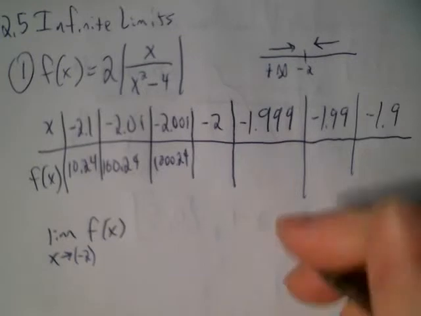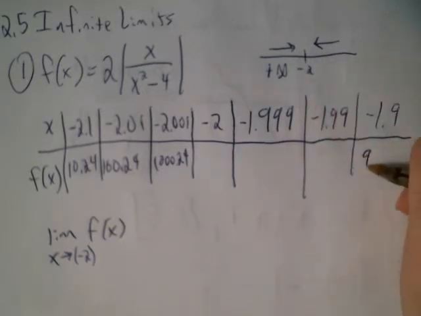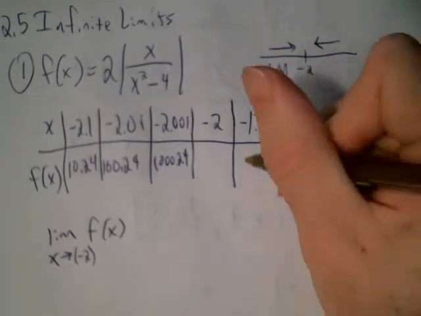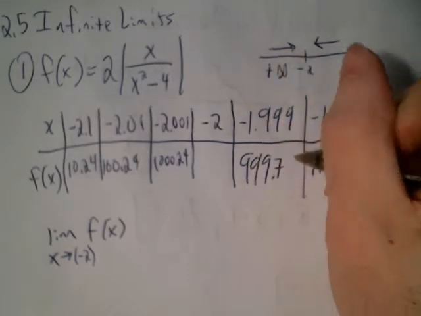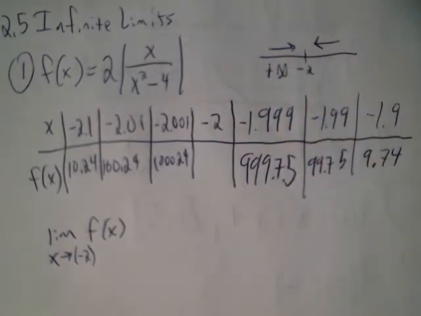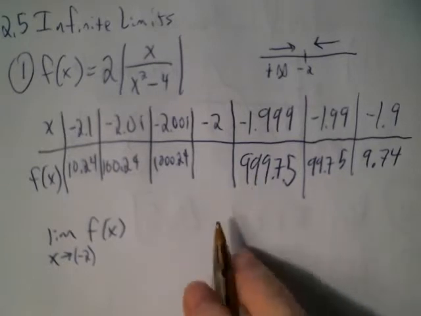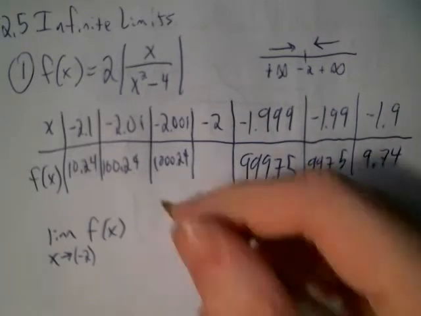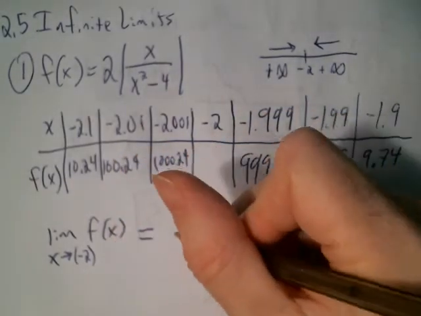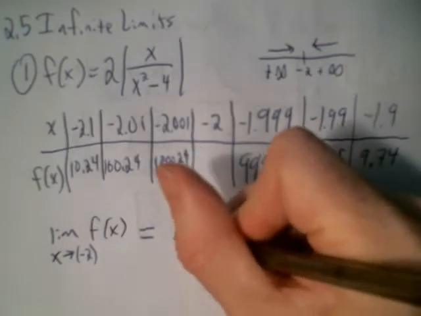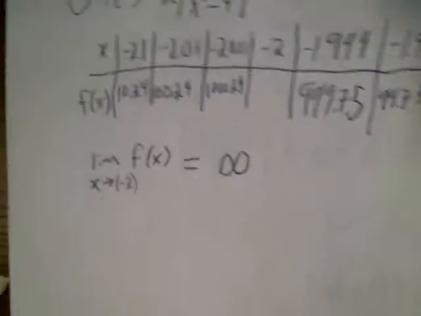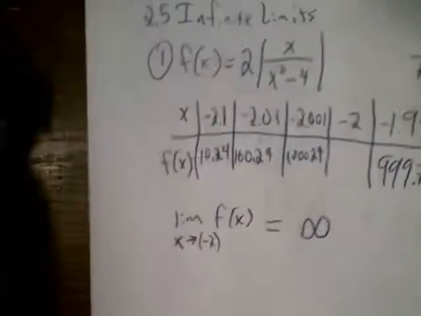On the other side, the other side of the pond, 9.74, and then 99.75, and then 999.75, okay? So from this direction, it looks like it's also going to positive infinity. Okay, so at the end of the day, we'll say that this limit is positive infinity. We don't have to write the plus sign for positive. You just put infinity and it's assumed to be positive, okay?